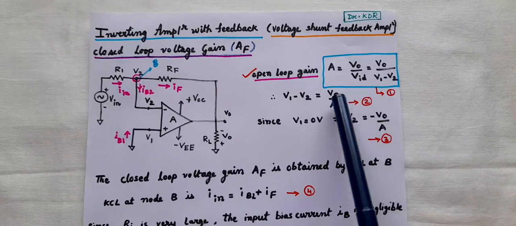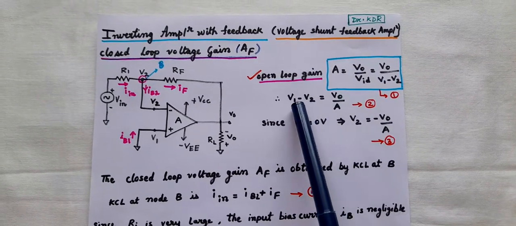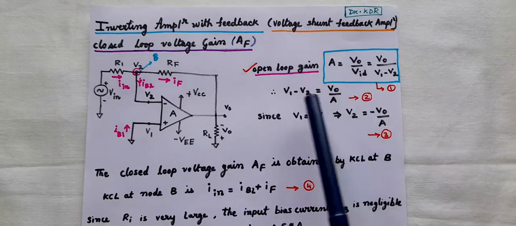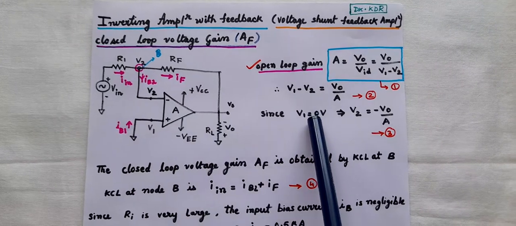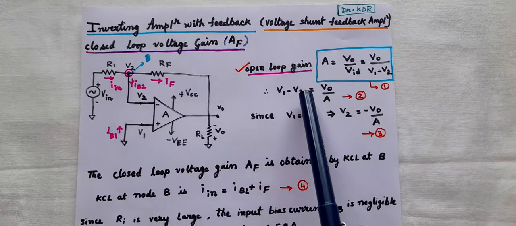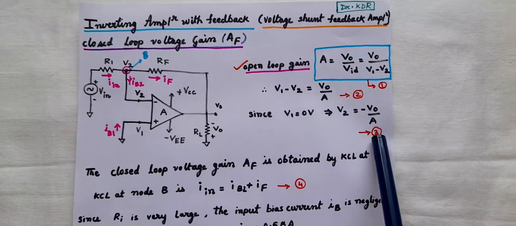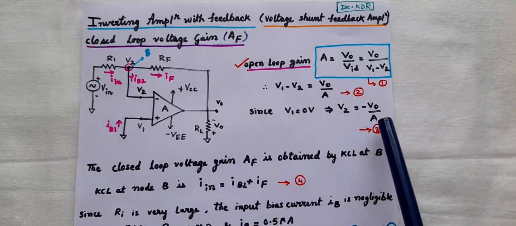On rearranging the terms, we get V1 minus V2 is equal to V0 by A. What is the V1 voltage? As it is connected to ground, V1 is 0 volts. So V1 is 0. So what is V2 now? Minus V0 by A. So we got the V2 equation as minus V0 by A.